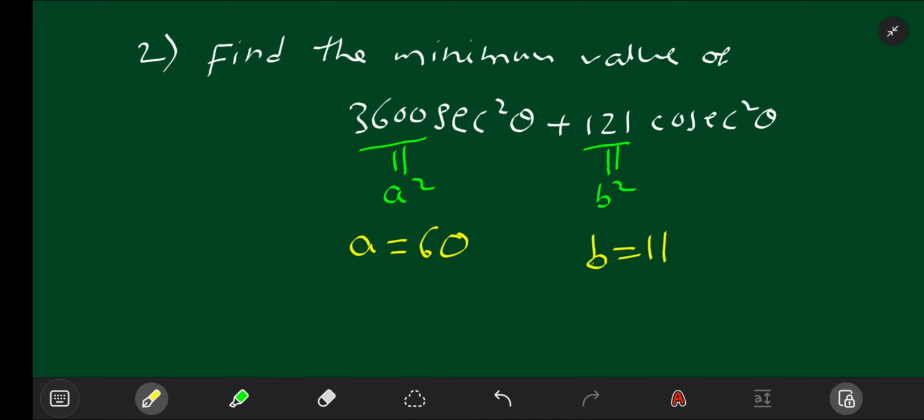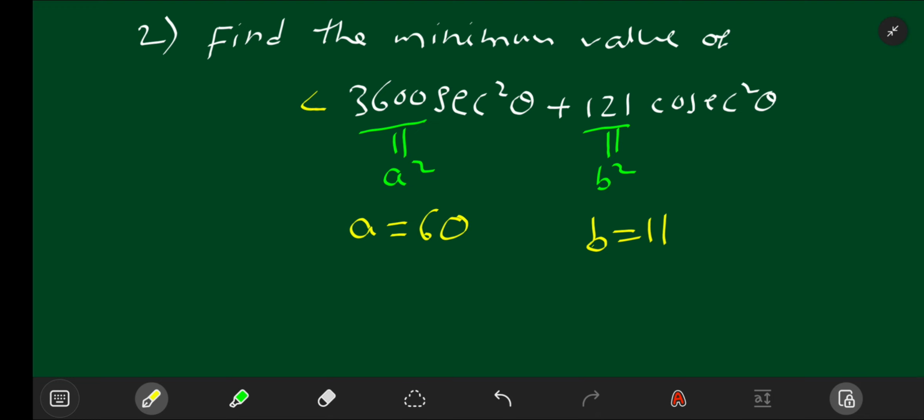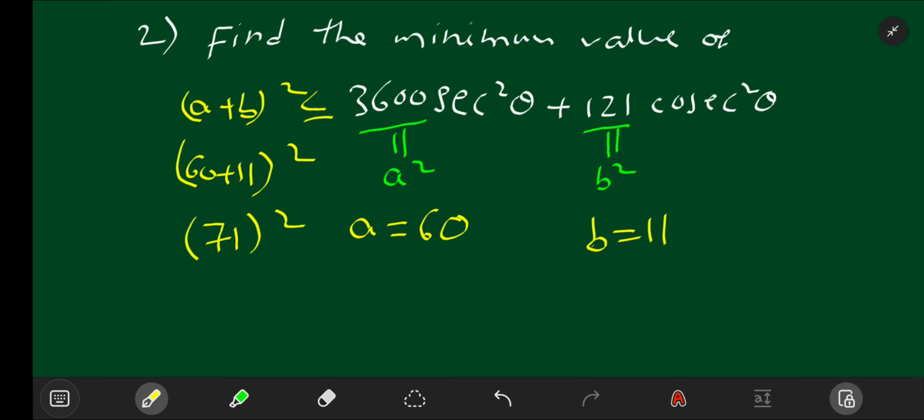Now we know the formula for minimum value: A plus B whole square. A is 60 plus B is 11. 60 plus 11, 71 whole square, that is 71 squared, which is 5041. This is the answer. 5041.